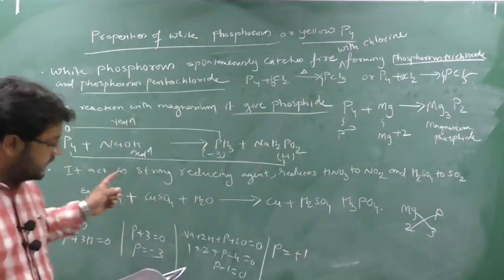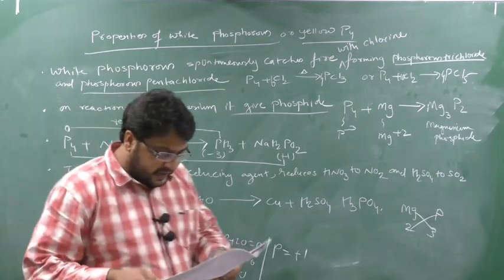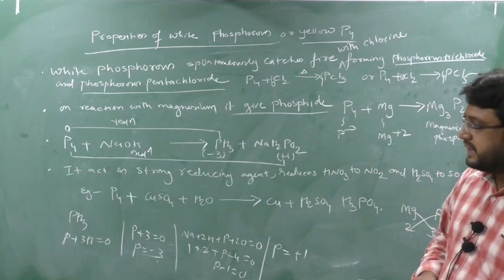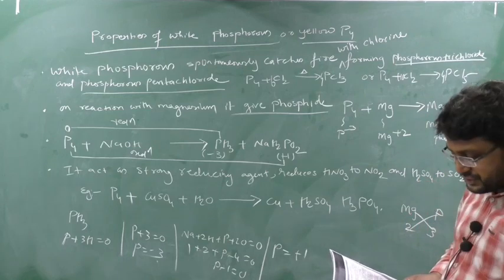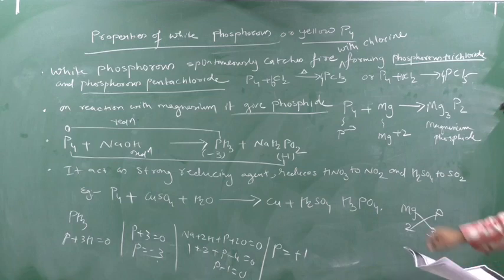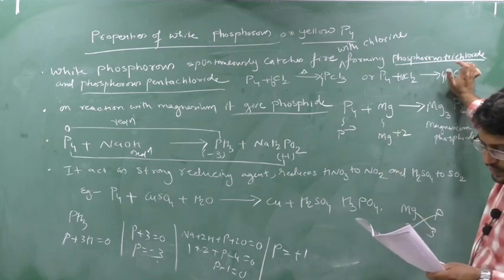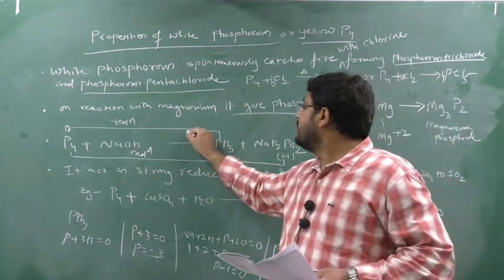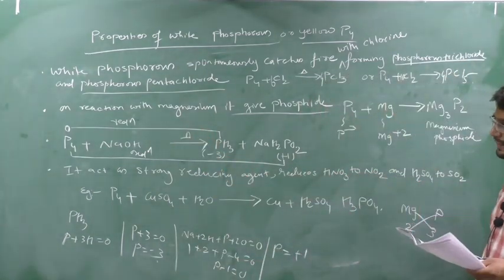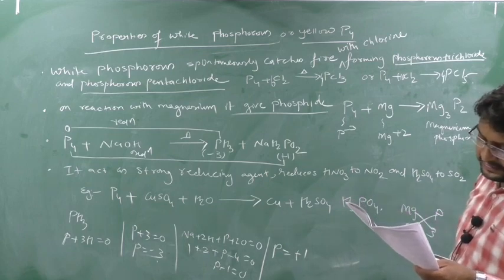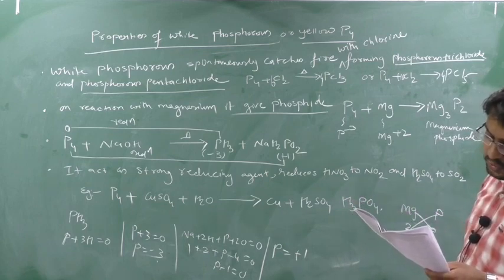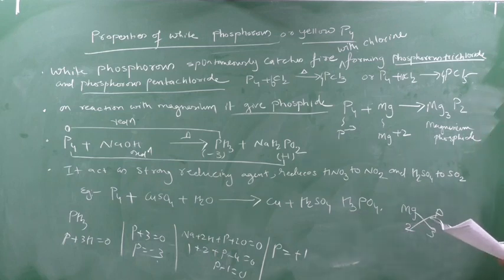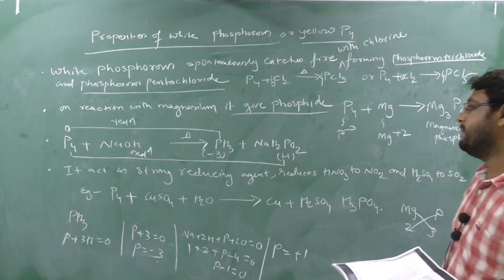So write down this point. Write it down as a note. First write down this reaction. White phosphorus with aqueous alkali like NaOH, on heating, it will show a disproportionation reaction and forms two compounds.